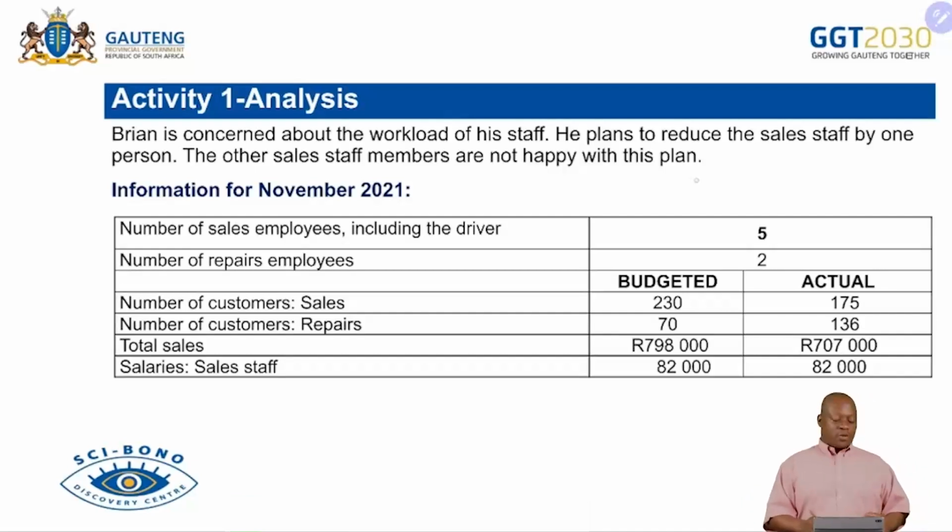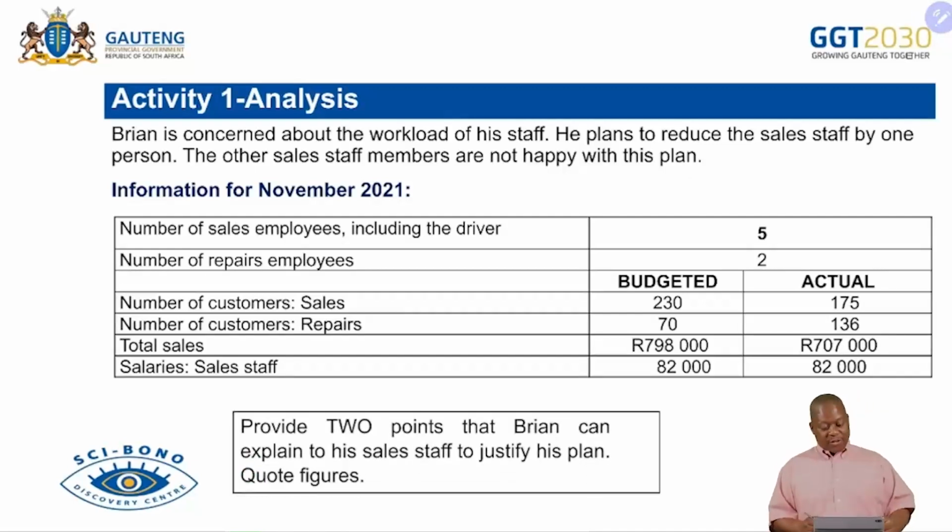Now let's look into the salaries for the sales staff. We had budgeted to pay them 82,000 and we actually paid them 82,000. So we are not paying them 1 rand short. But are they achieving what they should be achieving? Food for thought.